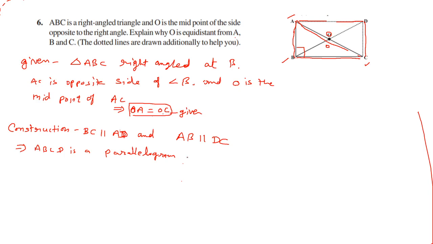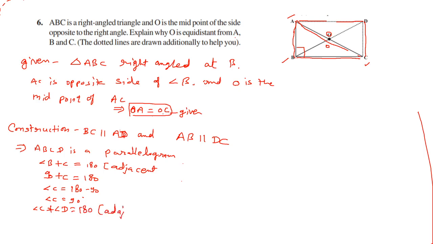Hence, ABCD is a parallelogram, so angle B is equal to angle C. Angle B plus angle C is equal to 180 डिग्री, एडजेसेंट एंगल है. एंगल बी 90 डिग्री है, तो एंगल सी आपको कितना मिल जाएगा, एंगल सी इज इक्वल टू 180 माइनस 90, यानी 90 डिग्री. एंगल सी प्लस एंगल डी इज इक्वल टू 180 डिग्री, एडजेसेंट एंगल है.